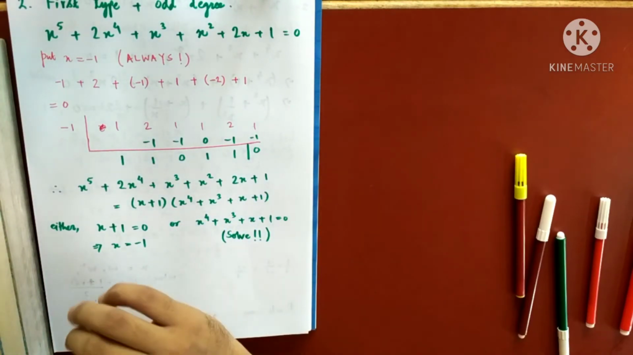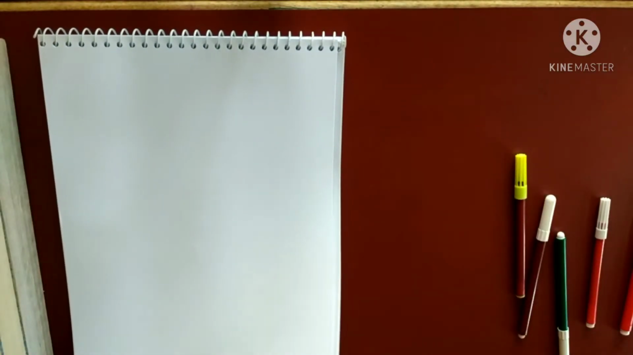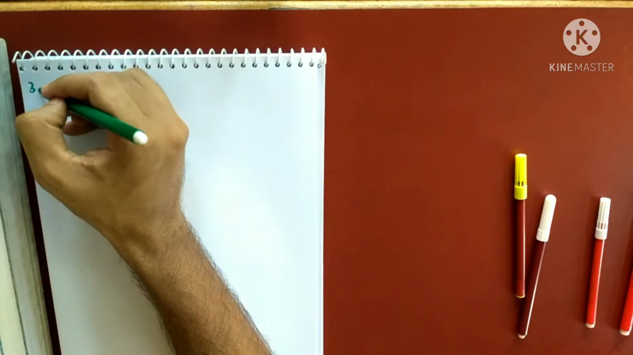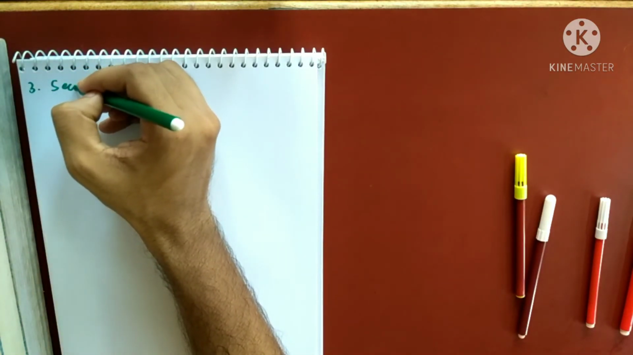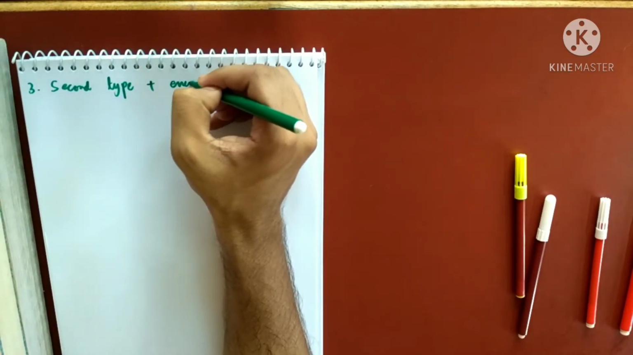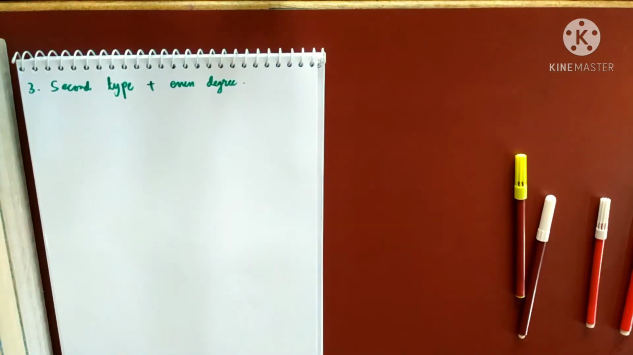So let's go to the third one, that is of second type and even degree. Again, how to see? This is not in the standard form. I have to convert this into first type. Let's see what can be done. Let me take an example.